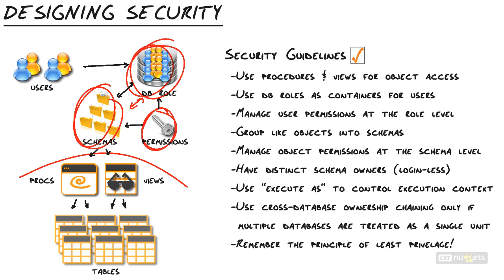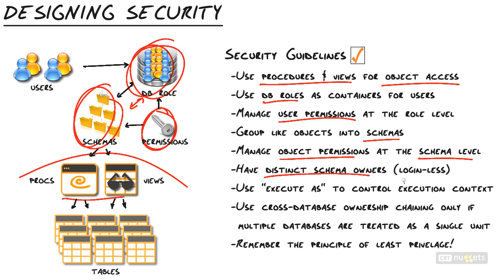And some great guidelines to follow here are: use procedures and views for your object access, just like we're doing here. Use database roles as containers for users, and also application roles. If users are only accessing your database through an application, then create an application role and assign them to that. That way you never have to give them explicit access to our servers. Also, manage user permissions, as we saw, at the role level, group like objects into schemas, and then manage object permissions at the schema level.